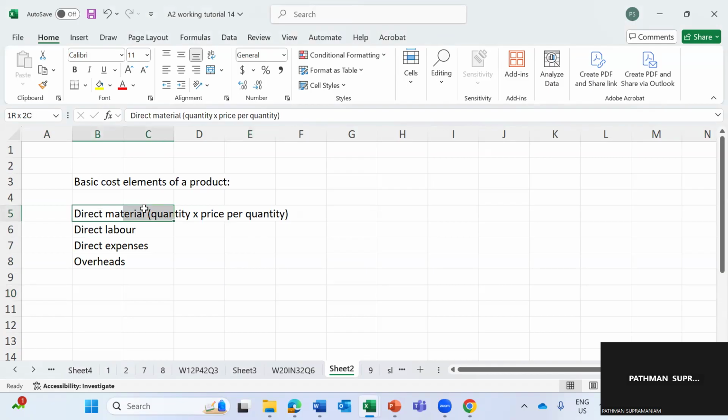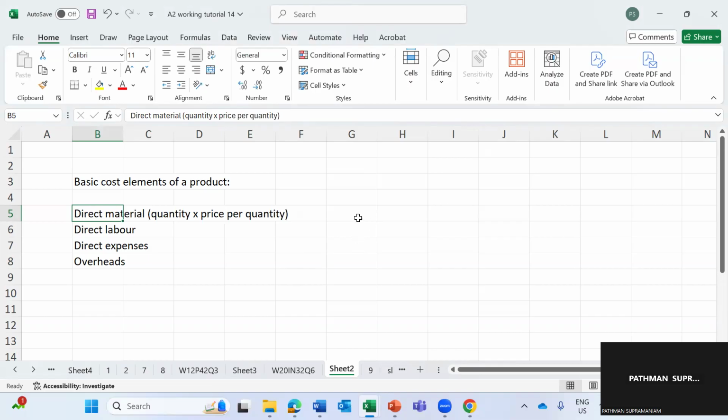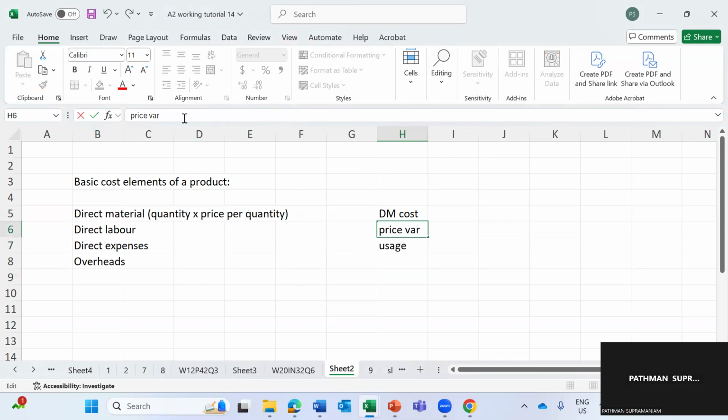Now for the direct material standard cost and actual cost to be different, that difference must have either come because of the quantity effect or because of the price effect. So which means I'm going to break the cost into two components. I'm talking about direct material cost. I'm going to break it up into two components, which is price and usage. Okay, we're going to calculate the price variance and the usage variance.